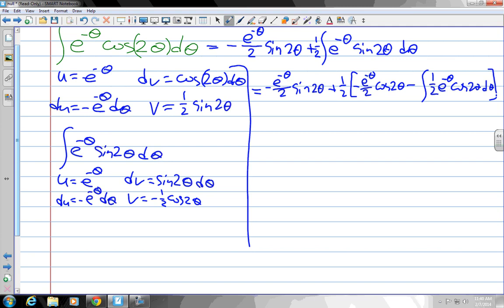But the point is that this is the same integral as on the left. So we just need to figure out the coefficients. So this is negative e to the negative theta over 2 sine theta minus e to the negative theta over 4 cosine theta, right? And then minus 1/4, is that right? Oh, yeah, 2 theta, yeah, thank you. 1/4 e to the negative theta cosine theta d theta, still in the integral.